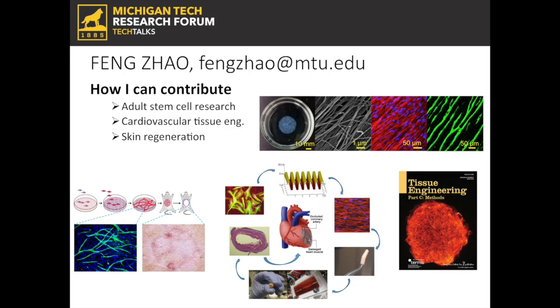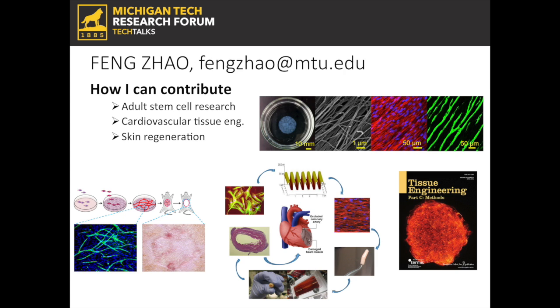So what can I contribute to Michigan Tech? We do adult stem cell research. And the adult stem cells are actually not very fancy stem cells. You can obtain them from your blood vessel, from your bone marrow, from your fat tissue that you don't need. And also, we can engineer the stem cells in different forms.